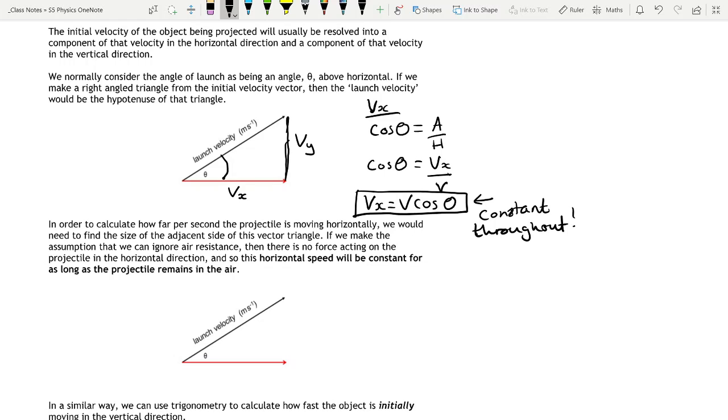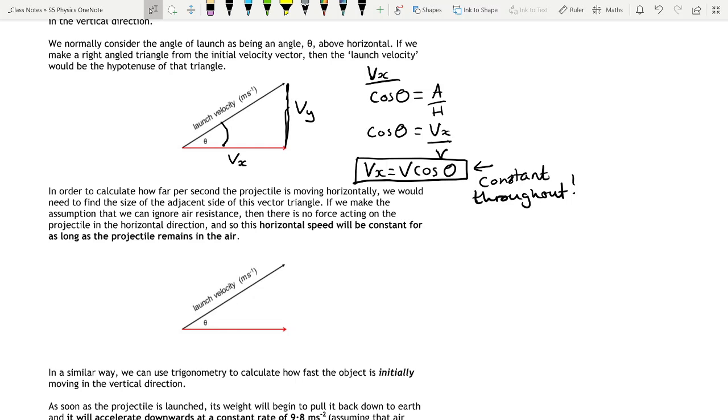In order to calculate how far per second the projectile is moving horizontally, we'd need to find the size of the adjacent side of this vector triangle. And if we make the assumption that we can ignore air resistance, then there's no force acting on the projectile in the horizontal direction. So this horizontal speed will be constant for as long as the projectile remains in the air.